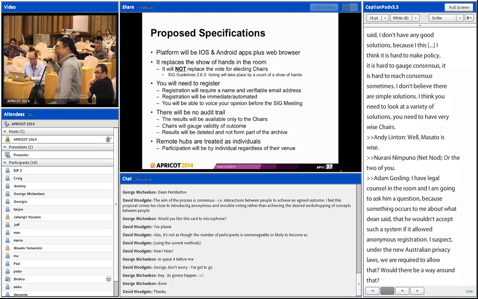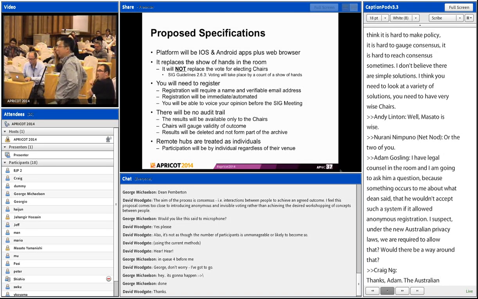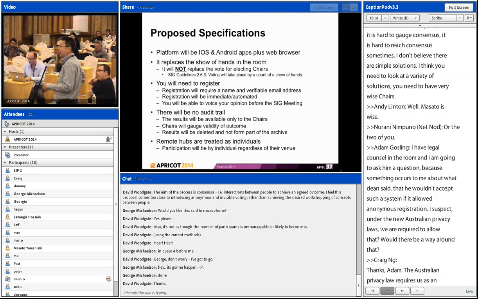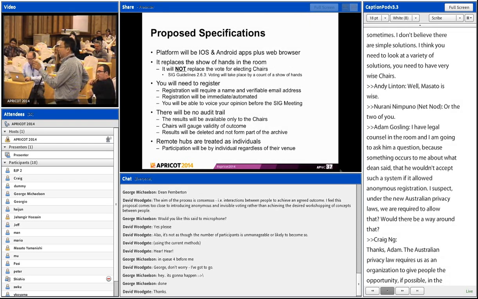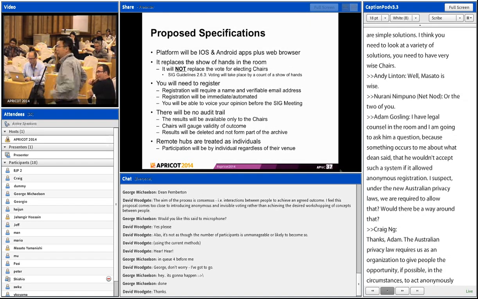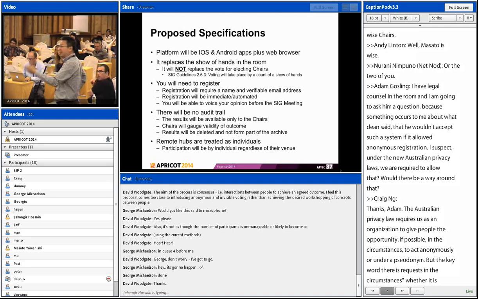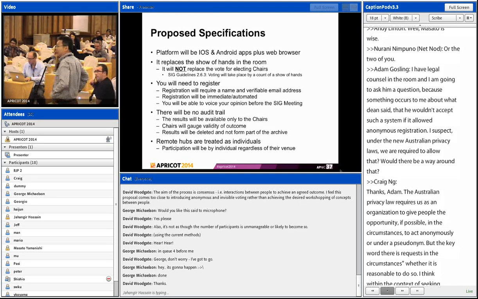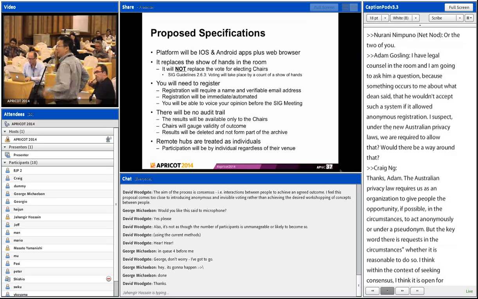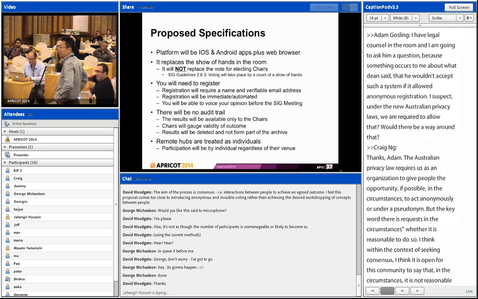Thanks for that, Adam. The Australian privacy law requires us as an organisation to give people the opportunity, if possible in the circumstances, to act anonymously or under a pseudonym. But the key words there are "in the circumstances", whether it's reasonable to do so. So I think within the context of seeking consensus, it is open for this community to say that, well, in the circumstances, it's not reasonable to make anonymity available to you, because I want to know.